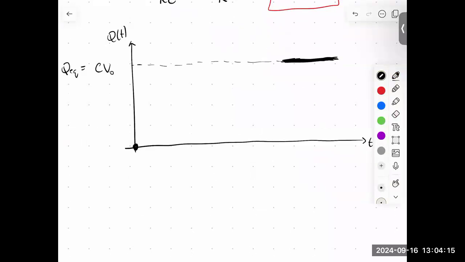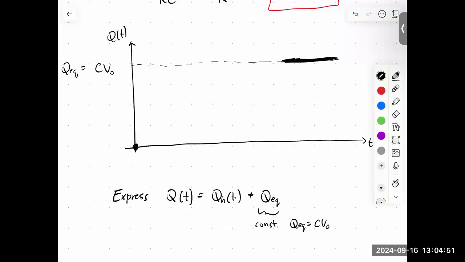The strategy we're going to follow is to express Q of t, this time-dependent charge as we transition from one equilibrium to the next, as what I'm going to call QH of t. And I'll tell you why I'm using the H subscript in just a second. Plus a constant Q equilibrium. So this is a constant. We've already discovered that Q equilibrium is going to be equal to C times V naught.